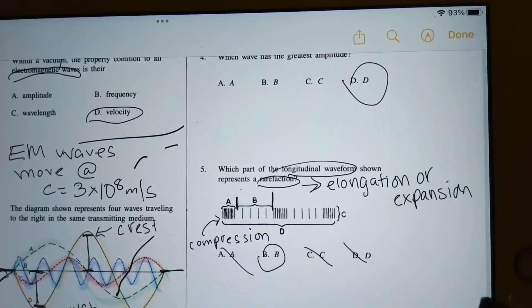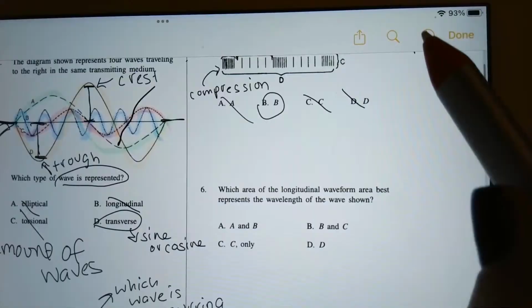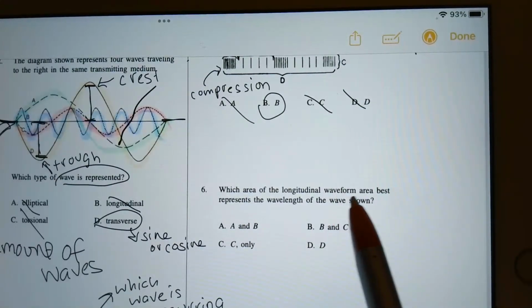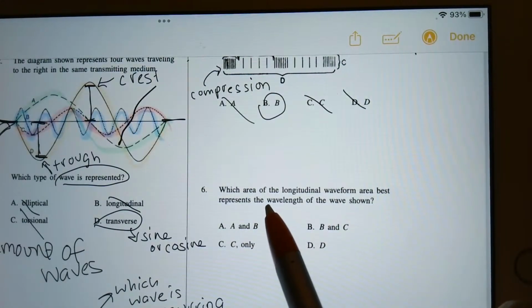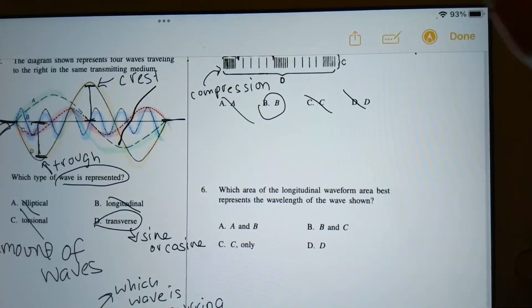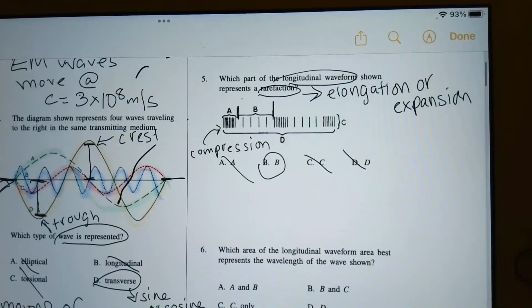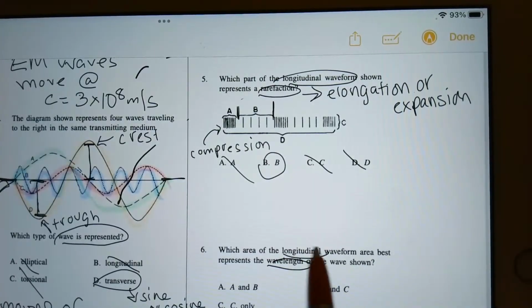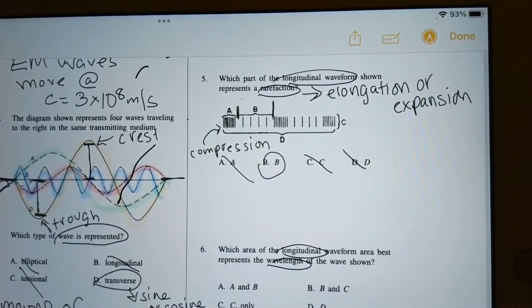Number 6, which area of the longitudinal wave best represents one wavelength of the wave shown? So if we look back at the diagram, we want one wavelength for the longitudinal wave. So C has nothing to do with it. D is the entire piece, and then A and B, that's only like one section of a wave.